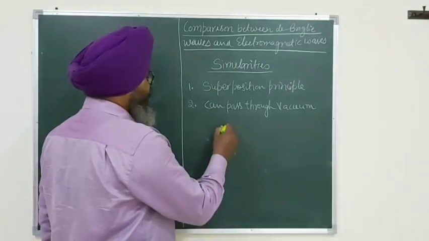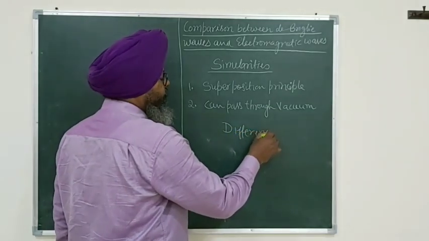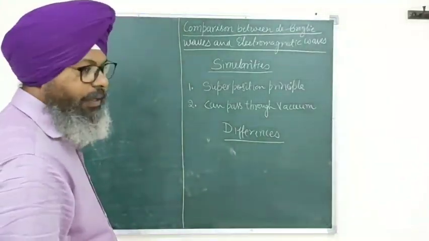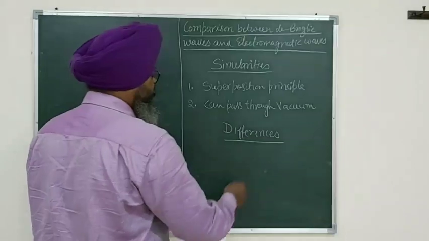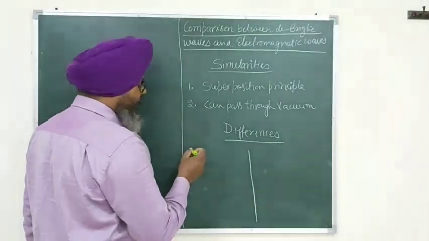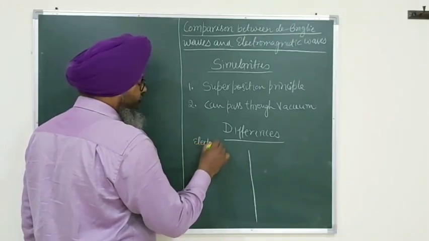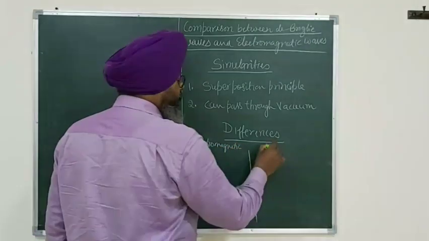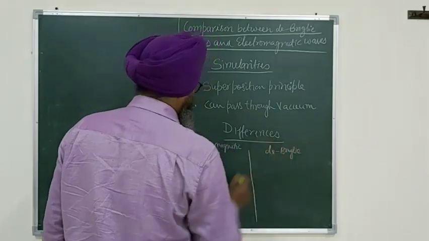However, what are the differences? There are major differences between the de-Broglie waves and electromagnetic waves. First thing, electromagnetic waves, I would write on the left hand side, and de-Broglie waves or matter waves, I would write on the right hand side.